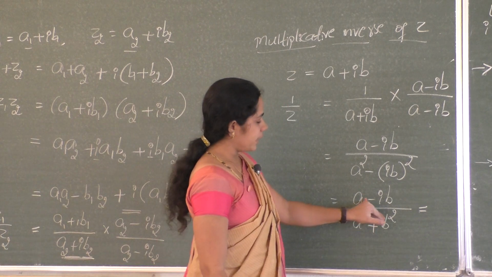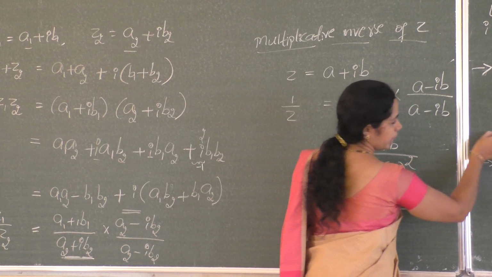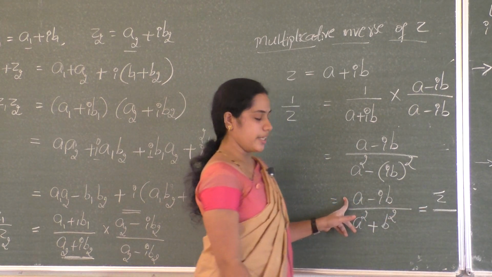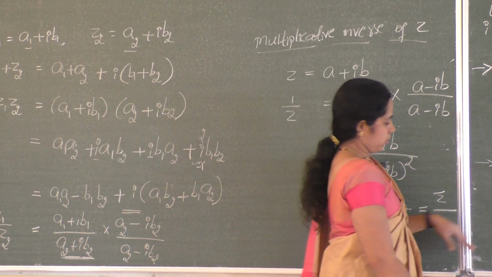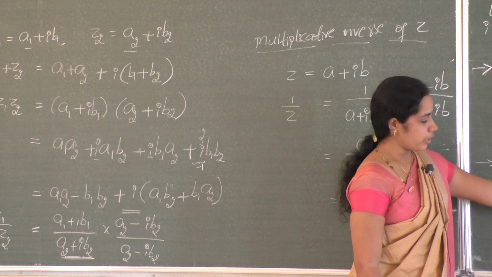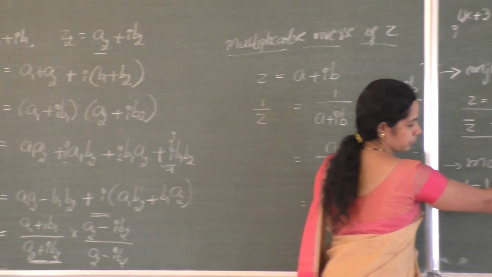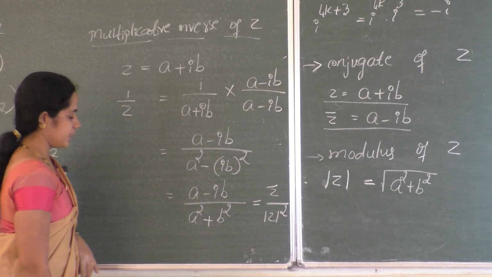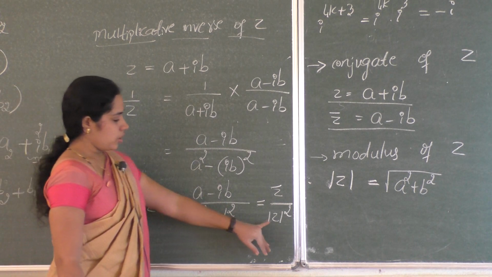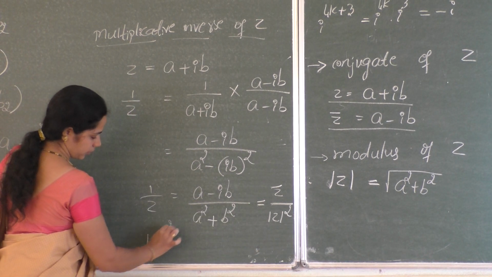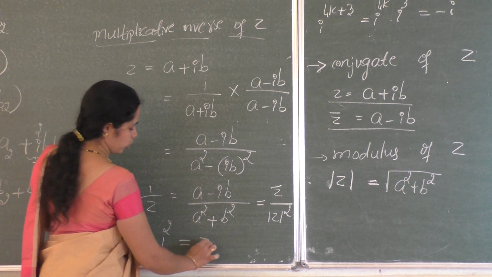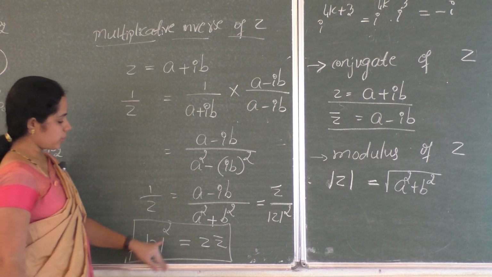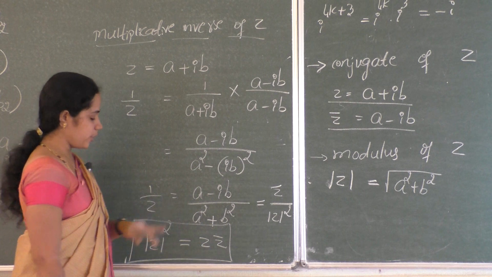Now what is a minus ib? We have a minus ib is the conjugate of z, so it can be written as z bar divided by a square plus b square. See, modulus of z is root of a square plus b square, whole square means square root cancels here, so it can be written as modulus of z square. This is 1 by z. Just cross multiply here. Modulus of z square is z into z bar. You should remember this result. Modulus of z square is always z into z bar.